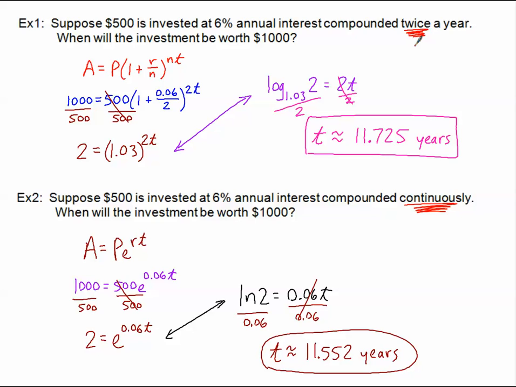Now, if you don't like this conversion right here, some people might just take the natural log of both sides, the natural log of 2 and the natural log of e to the 0.06t. But again, remember that the natural log of e goes away, and you'll have the natural log of 2 equals 0.06t, which is exactly what I had converted to anyway.